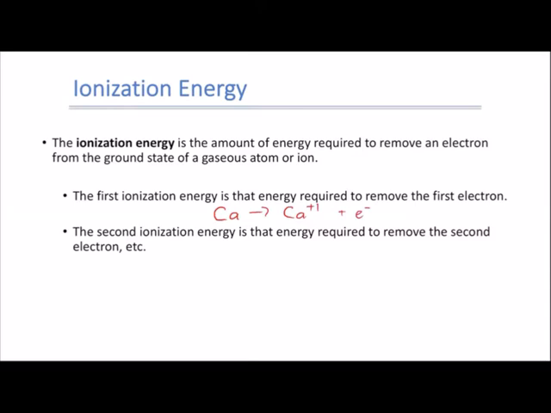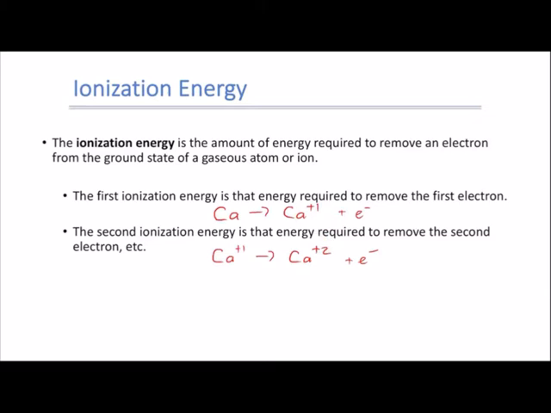Our second ionization energy is the energy it takes to remove the second electron. So that means we're going from a calcium plus 1 to a calcium plus 2. And we've lost another electron. Note when we're doing the second ionization energy, we already start with a cation. I'm already starting with calcium plus 1. And then I'm just creating calcium plus 2.